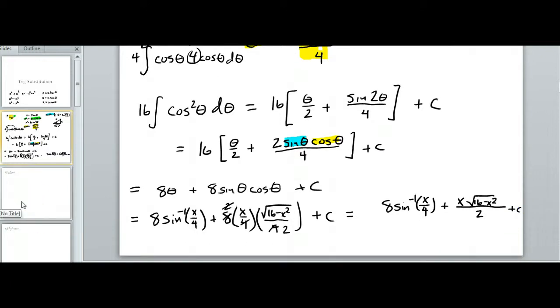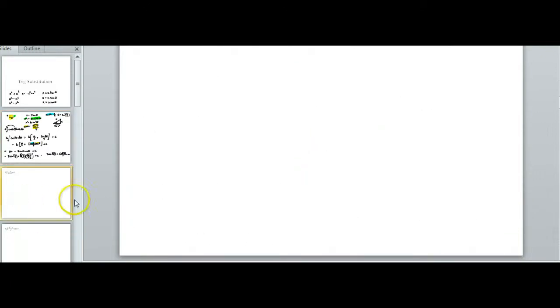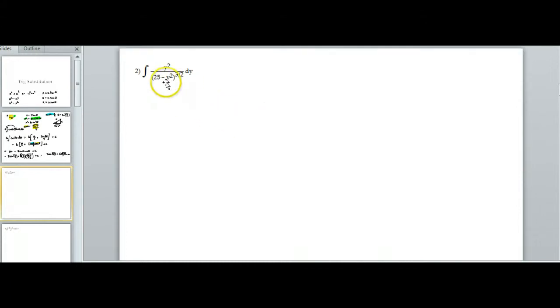Alright, next one. We got another substitution that's going to involve the sine because the square variable follows the constant right here. So we got another one that's going to involve the sine. So I'm going to say y equals, again, the square root of this number was 5, that's our a, times the sine of theta.